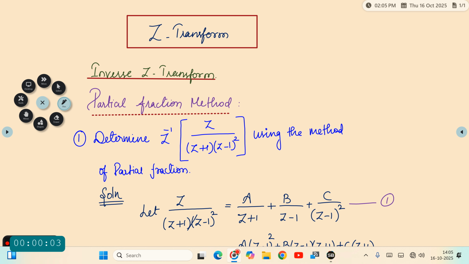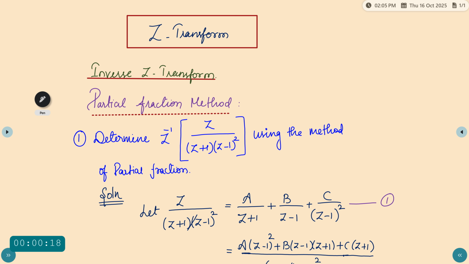Hi everyone. In today's class, we are going to see Z transform. In Z transform, one of the topics is inverse Z transform. In inverse Z transform, the very important topic is the partial fraction method. Now we are going to see the partial fraction method. This is a very important one.